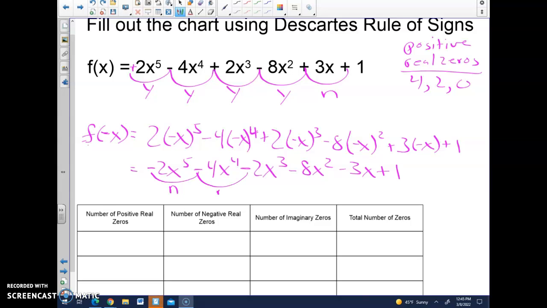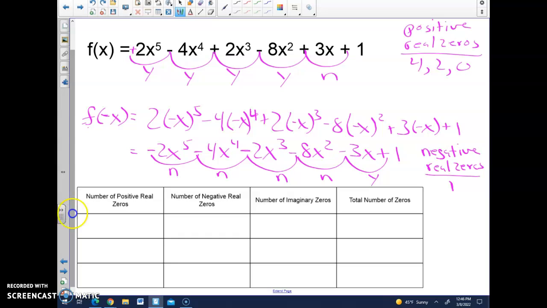No. No. No. No. Yes. So it's negative real zeros. And there's one sign change. So this now becomes 4, 1, 0, 5. Or we can go with 2, 1, 2, 5. Or we can have 0, 1, 4, 5. Once again, each row has to add up to 5. This polynomial is of degree 5, which means there's going to be 5 answers.